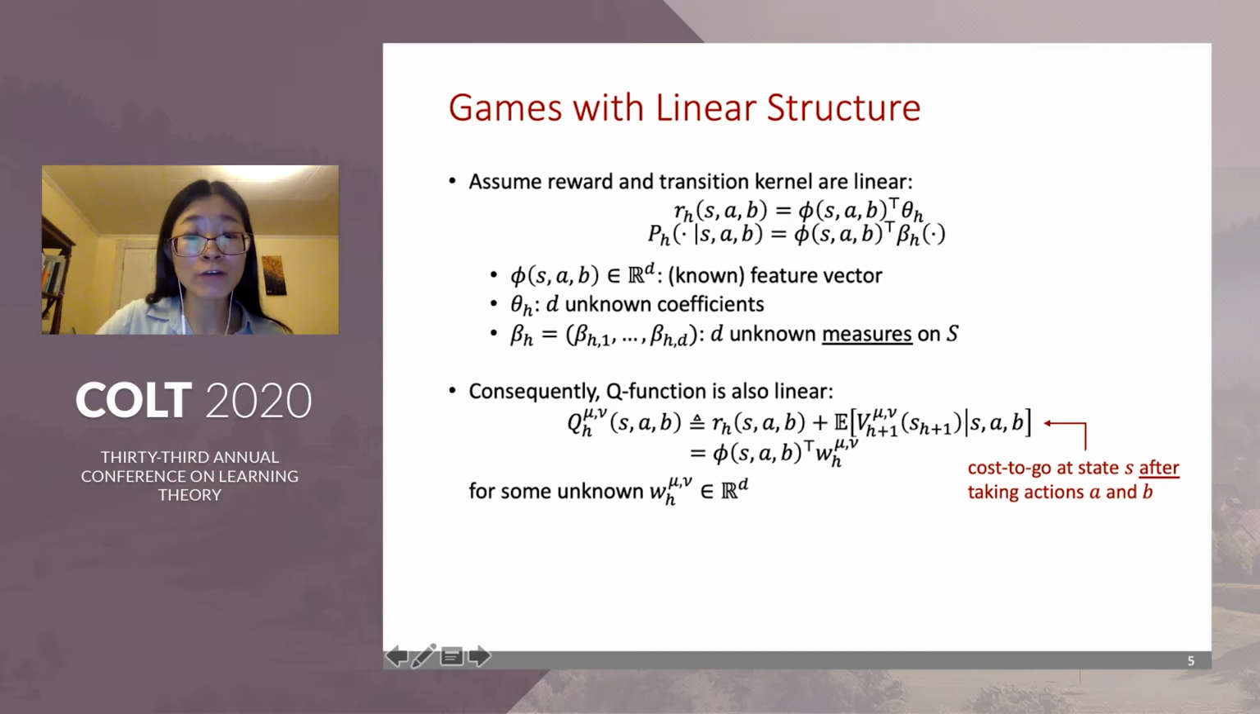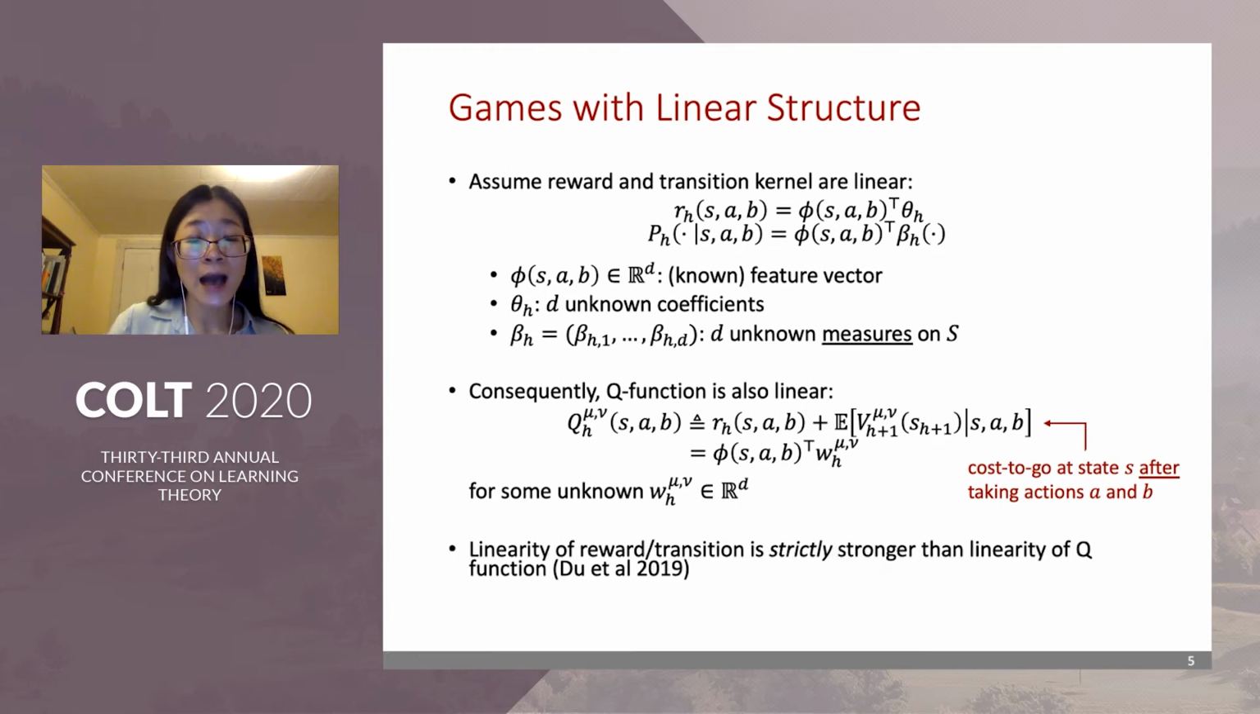In particular, the Q function can be written as the inner product between the feature vector and the unknown coefficients, W. I want to point out here, our assumption of linearity of reward and transition is actually strictly stronger than the linearity of the Q function alone. Indeed, recent work shows some hardness results for a setting with only linearity of the Q function. So our linear assumptions here might be essential for developing efficient algorithms.